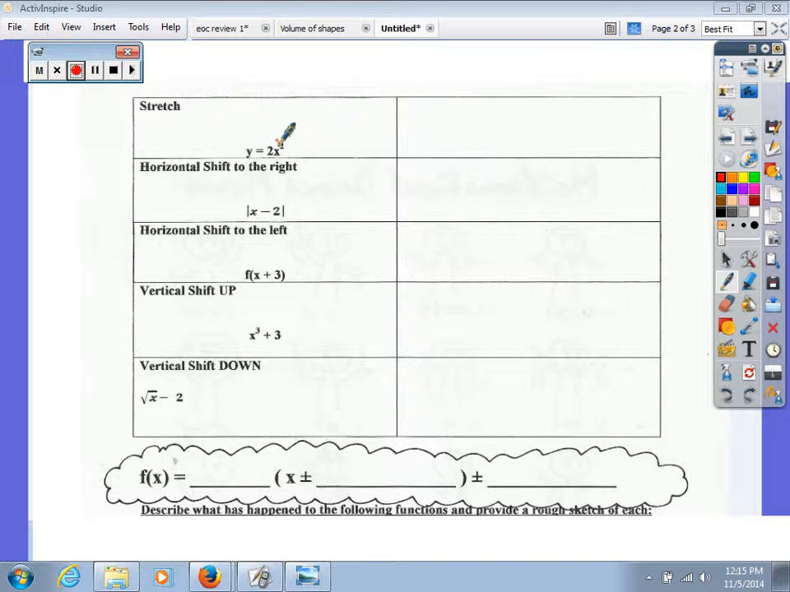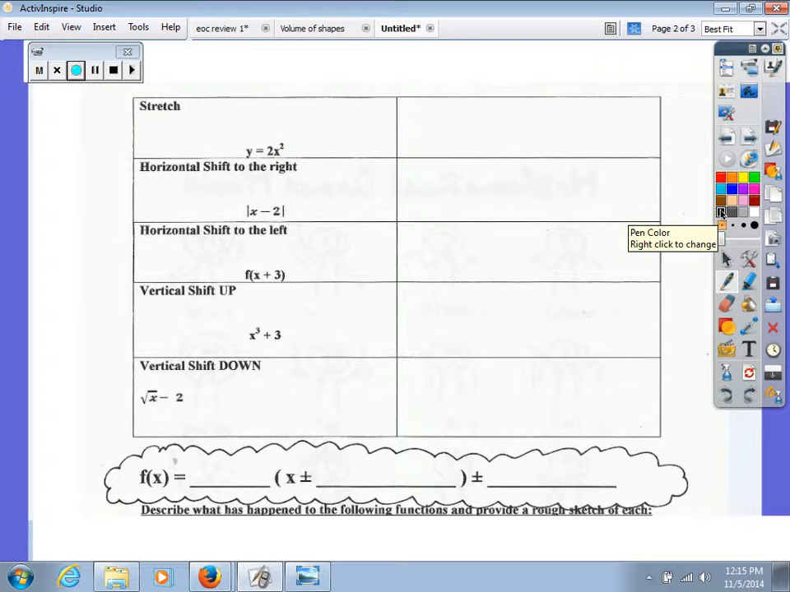And just like the word stretch means to make taller or to stretch out, we're doing the same thing, except what it does is it actually makes functions look skinnier, taller and skinnier. And the bigger this number is, the more the function is stretched. So we're going to fill out the chart.